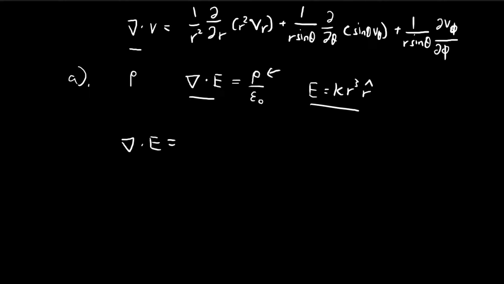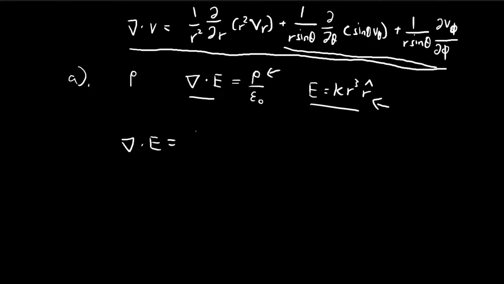Up here we have the formula for calculating the divergence in spherical coordinates. I just copied this out of the textbook. Notice that there's only an r component in the electric field, so we can ignore these other components and just focus on the r component. Using that formula, the divergence is equal to this expression here: r squared times kr to the power of 3.